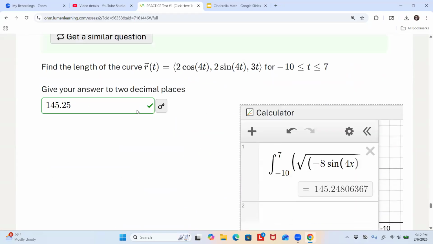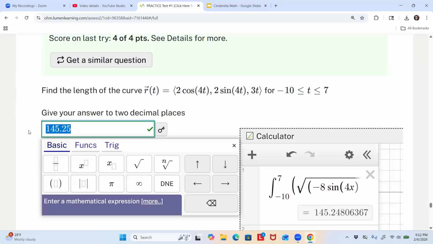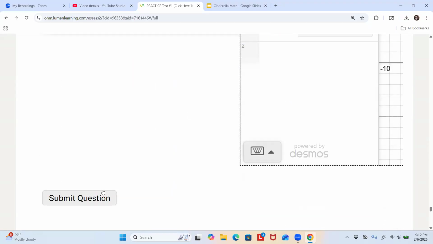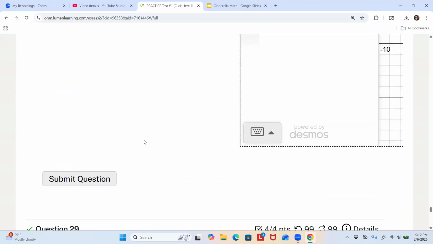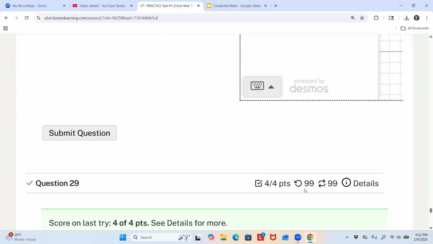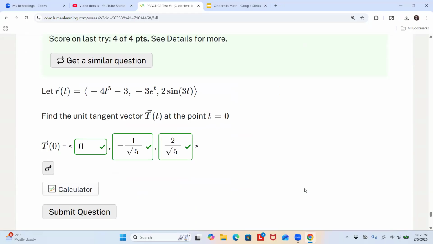Yeah. But I still like the one I had. 17 square root 73. I still like that one. It's more exact. Yep. Okay. But you don't have to work it out, really. You could just let Desmos do it. Okay. Here we go.